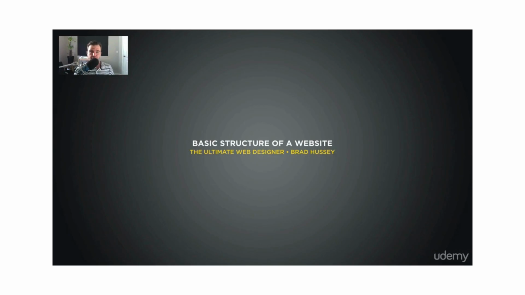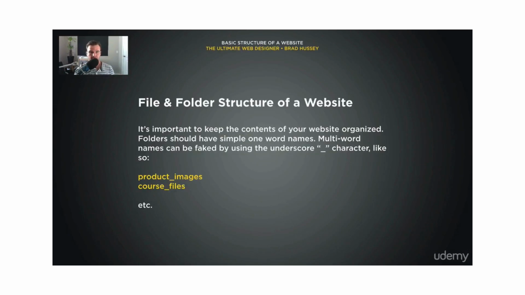The basic structure of a website. So first we're going to start with the file and folder structure. It's important to keep the contents of your website organized. Folders should have simple one-word names. Multi-word names can be faked by using the underscore character, like so: product_images, course_files, rather than saying "product space images" like you would just writing in English.